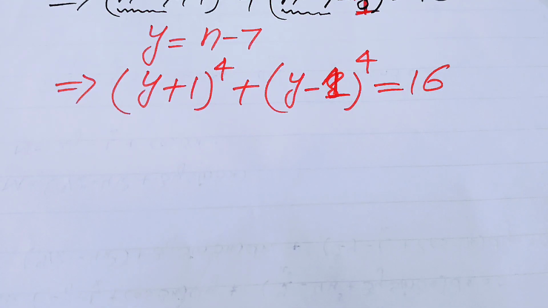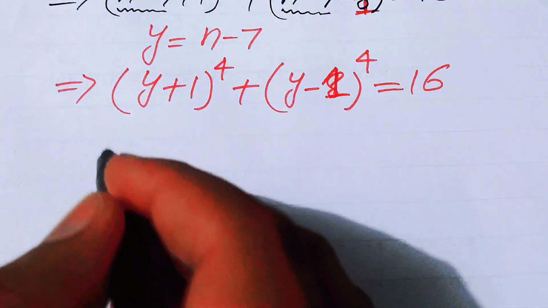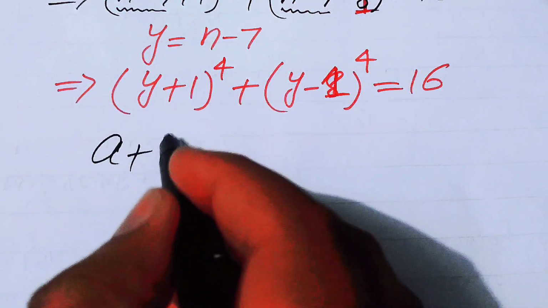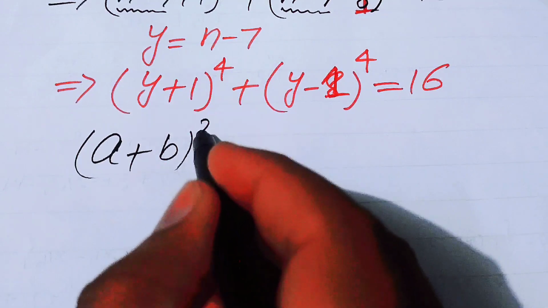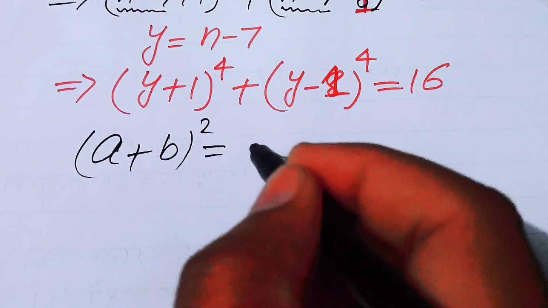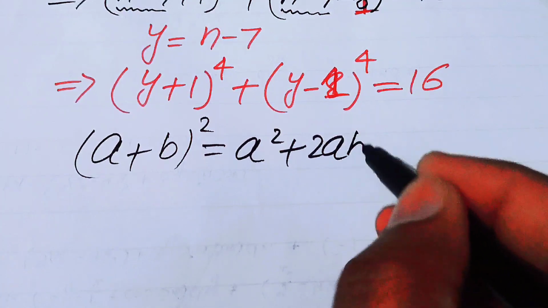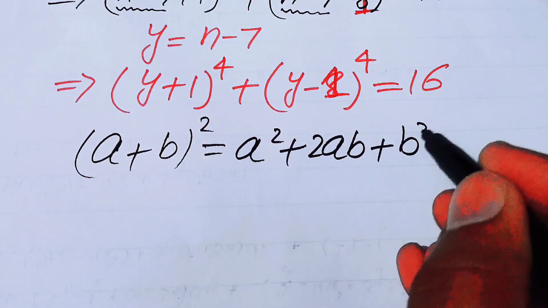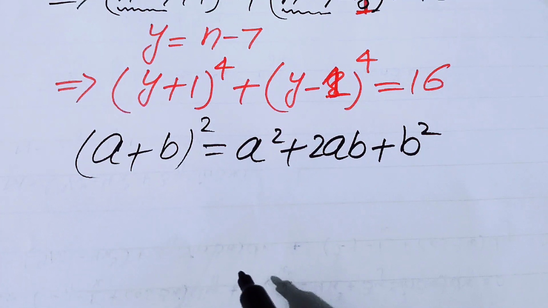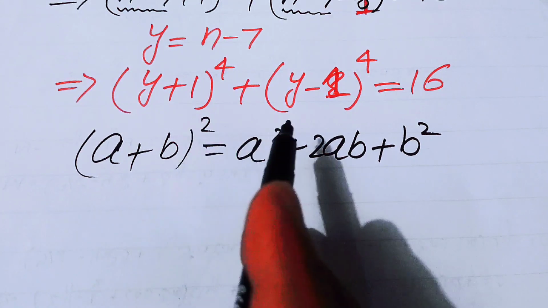After this step we will again rewrite this equation, and we can apply the nice square identity. And you know about this identity, if we have (a + b) whole squared, it is equal to a² + 2ab + b². And now we can apply this nice identity on both of the terms.